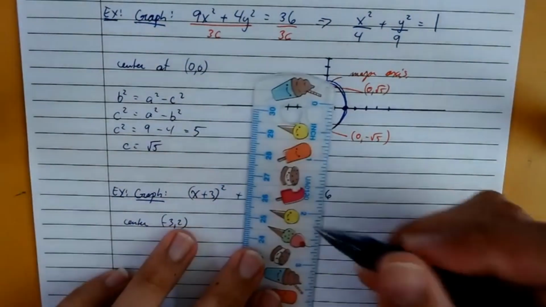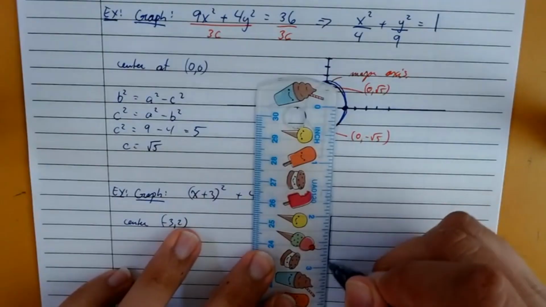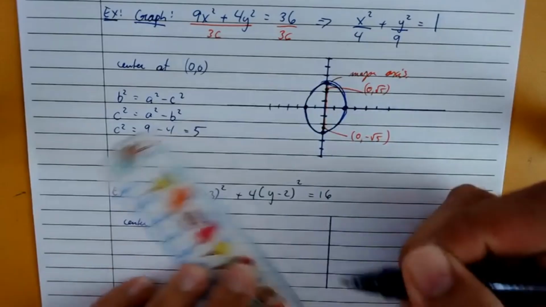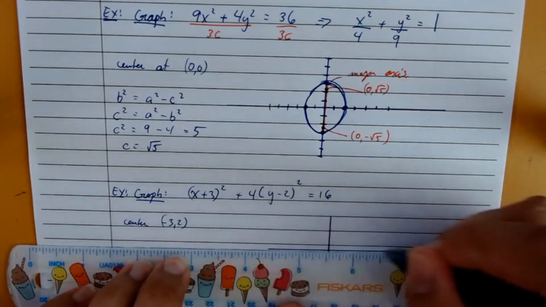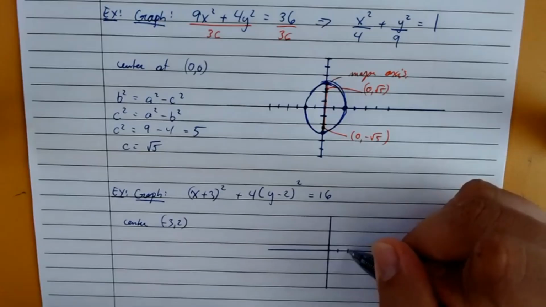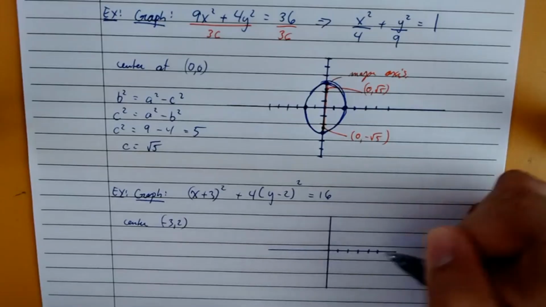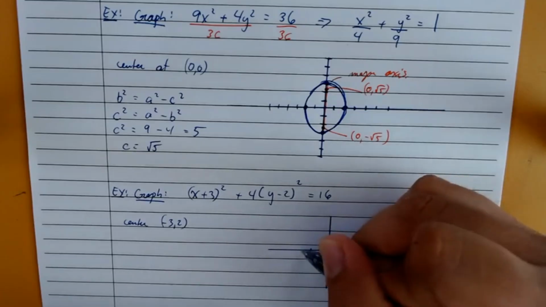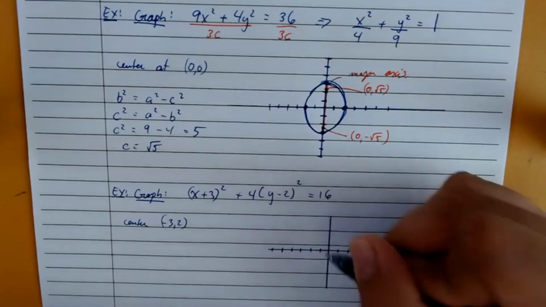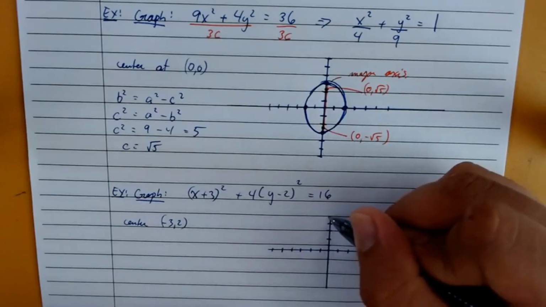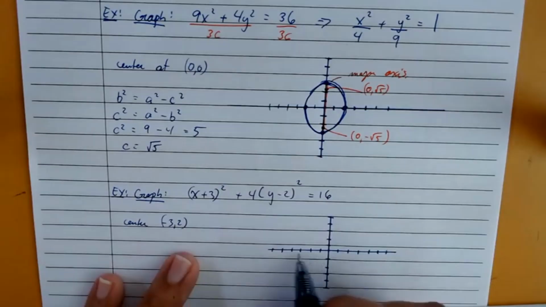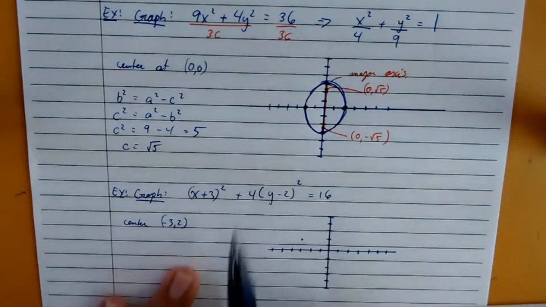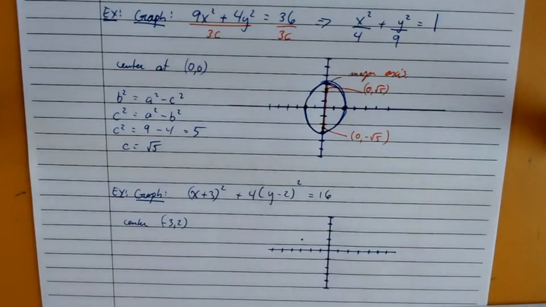So let's begin with that. Our center, negative 3, positive 2, will be right there. Note that we do have to now divide everything by 16. We could have done that before or now. It doesn't affect the center at all.